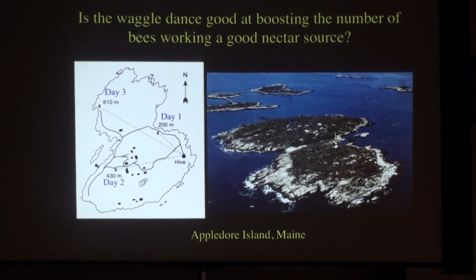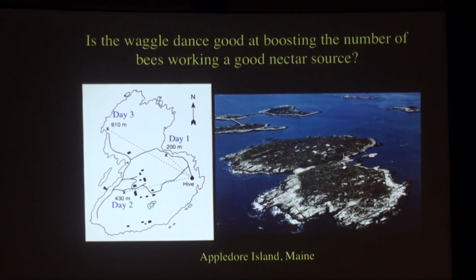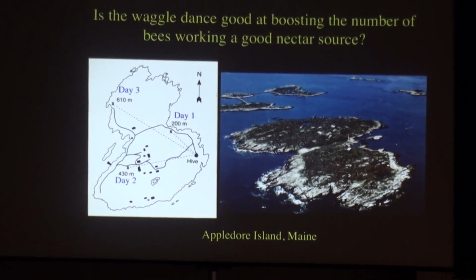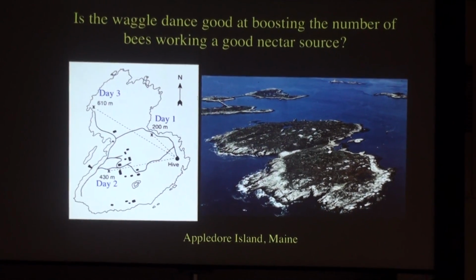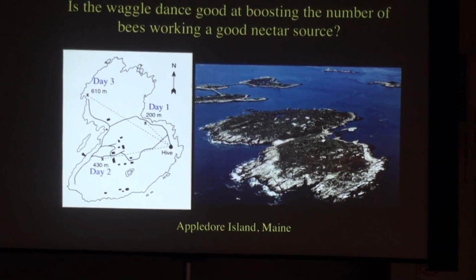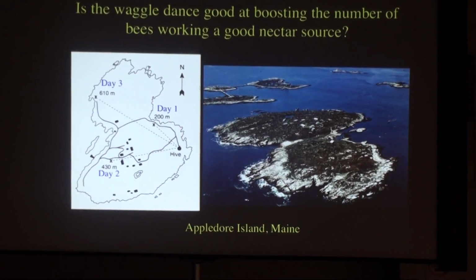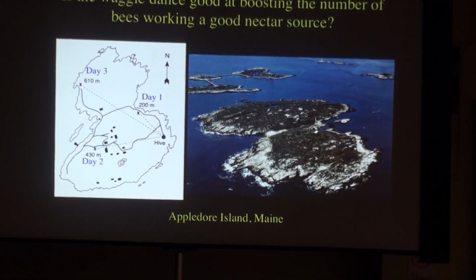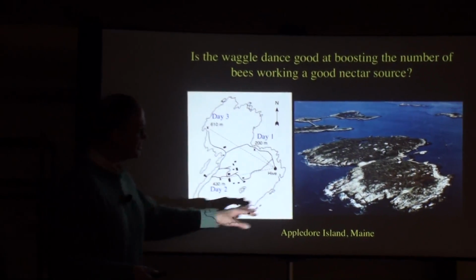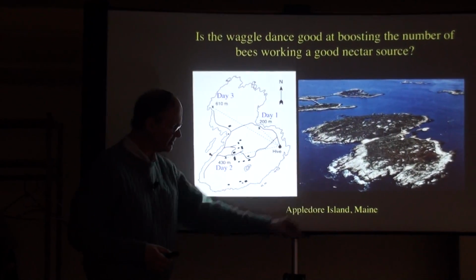It had long been known, even back in the 1940s, how the waggle dance worked, but nobody had ever actually tested just how well it works. Its function was clear. It mobilized more bees to a food source, but we actually hadn't tested just how effective it is. So to do that, I made use of this island off the coast of Maine called Appledore Island.